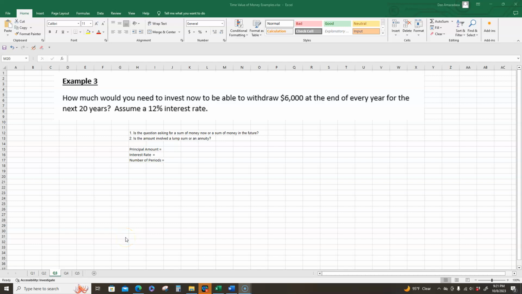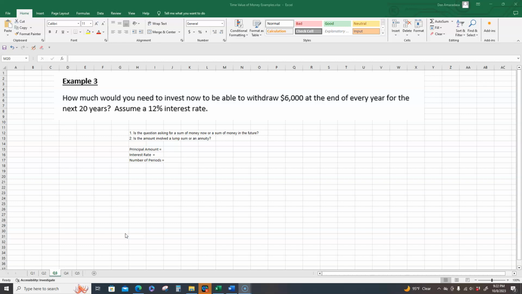Let's take a look at another example. Pause the video if you need to, read the question, and then continue with the video. It says, how much would you need to invest now to be able to withdraw $6,000 at the end of every year for the next 20 years? Assume a 12% interest rate.